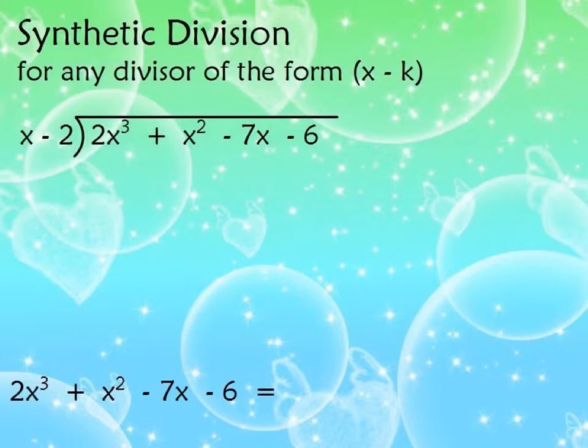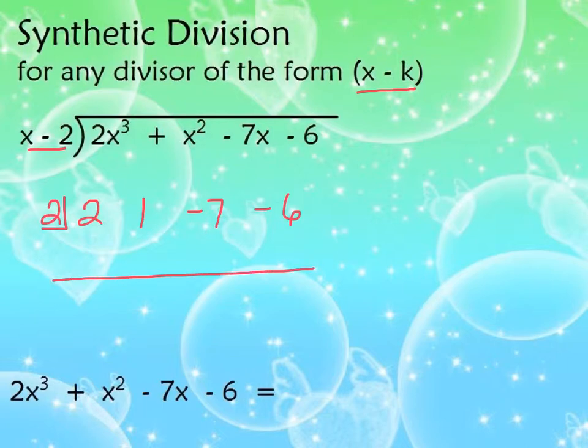All right, so in this case, when I look at what is the k value in this, it's supposed to be an x minus k. I have an x minus 2. So my k value is 2. Put in my coefficients. I don't see any missing terms. All of the variable terms are there, so it's a 2, a 1, a -7, and a -6. Leave a line for work, draw your line, and here we go.